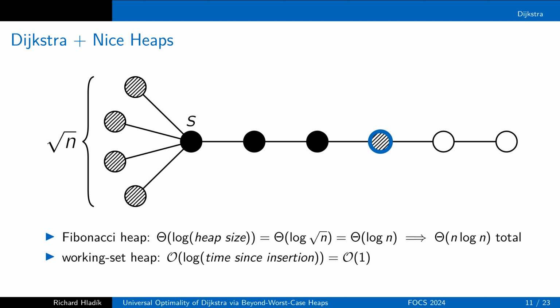If we sum this up, what we get is an n log n algorithm on one side and a linear time algorithm on the other side. So we got a log n factor improvement. And I hope that on this one example, you can see how having the working set heap can help us, and how it can help us leverage the locality of the graph.